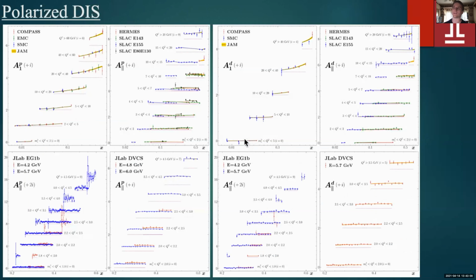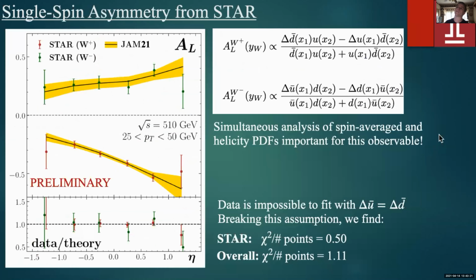Here's just a sampling of some of the polarized DIS data that's included in this analysis. I don't want to go into too much detail here, but this is just showing some of the proton data on double spin asymmetries from DIS. And then here is some of the deuteron data as well. But what I really want to focus on is the single spin asymmetry from STAR. So here is the data from STAR, and the black line and yellow band shows our fit to that data.